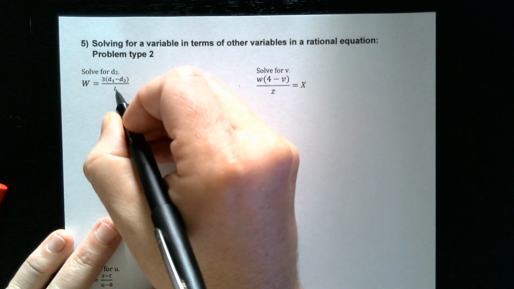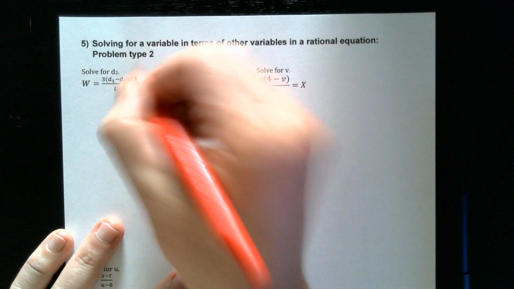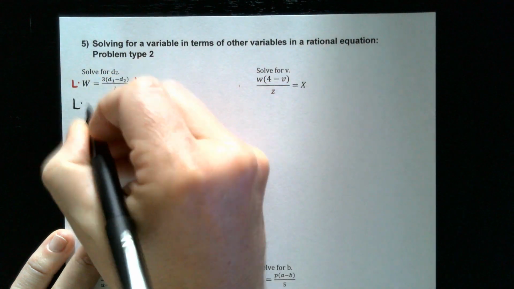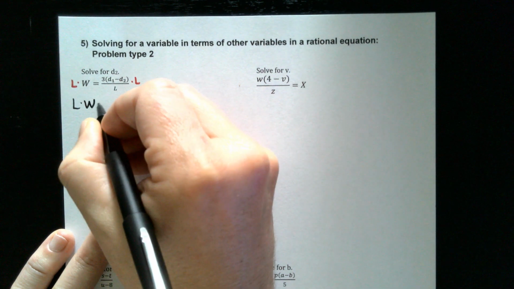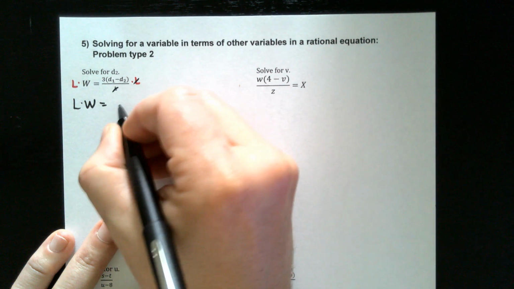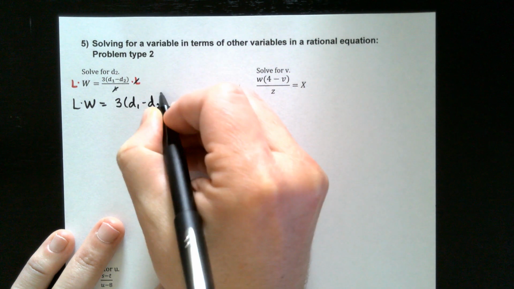So the first thing we want to do is get rid of all the fractions. So we can multiply by the denominator on both sides, multiply by L. That gives you LW or WL, depending on how you want to write it. These L's cancel, so you get 3 times D1 minus D2.